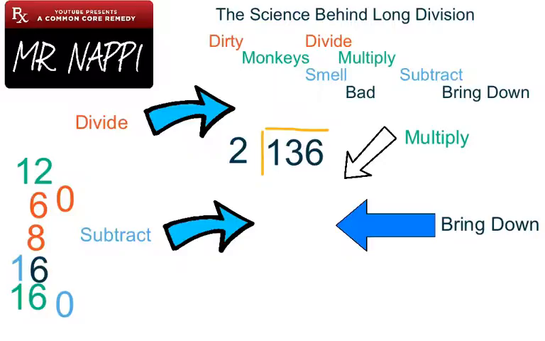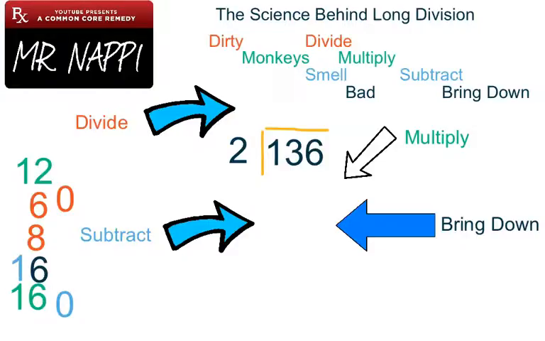Today we're going to talk about the science behind long division. An acronym I learned, and a funny saying I learned while being a teaching assistant, was "dirty monkeys smell bad." Those stand for the steps in long division: divide, multiply, subtract, and bring down.